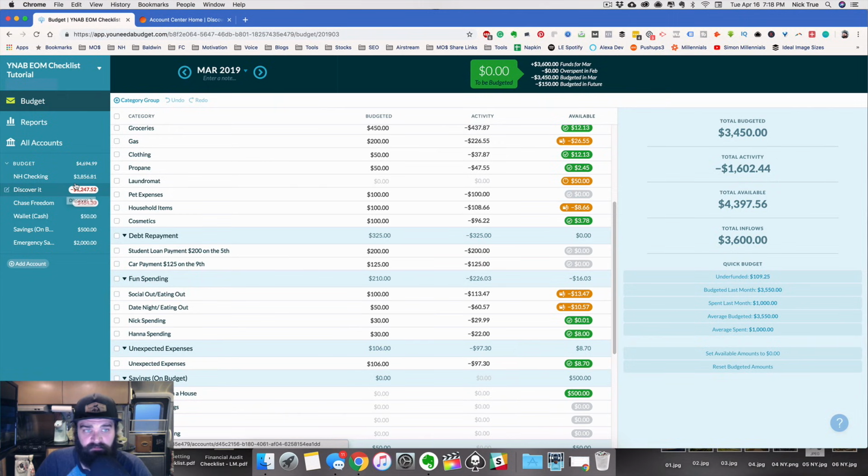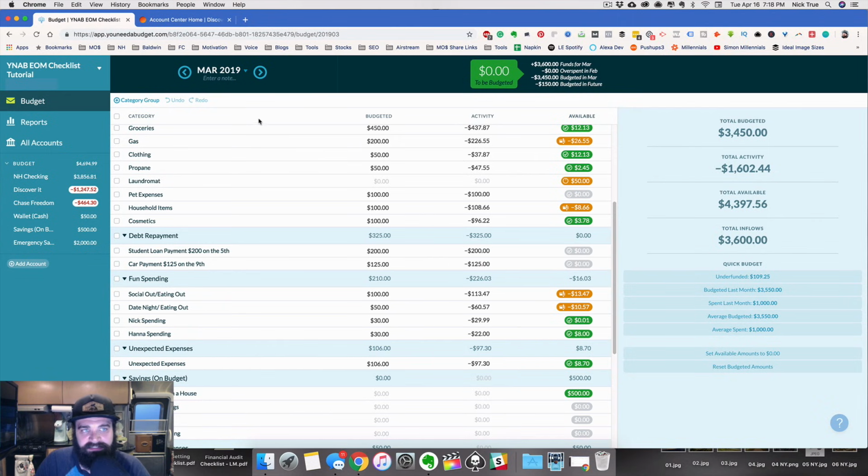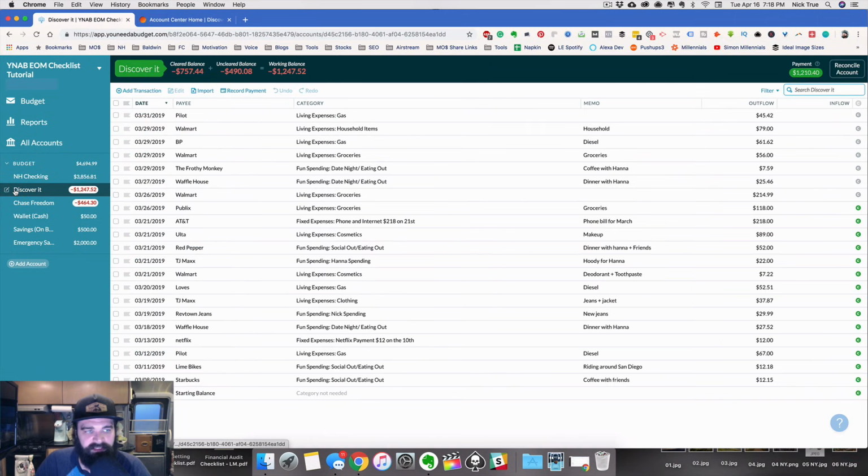Now, for the purposes of this tutorial, we're going to be going from March to April. So we're finishing up March and then we're heading into April. That's how we're going to run it. So let's just start with the Discover It account and reconcile. So what does reconciling mean? Well, reconciling your accounts in YNAB simply just means that they perfectly align with that of your bank account.